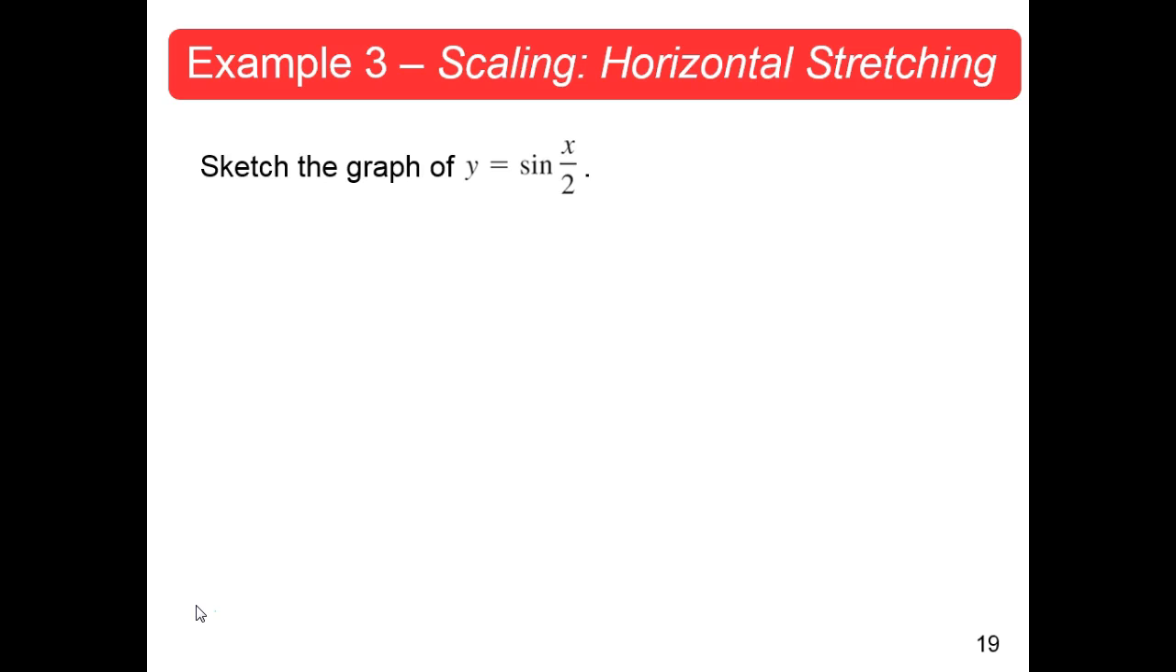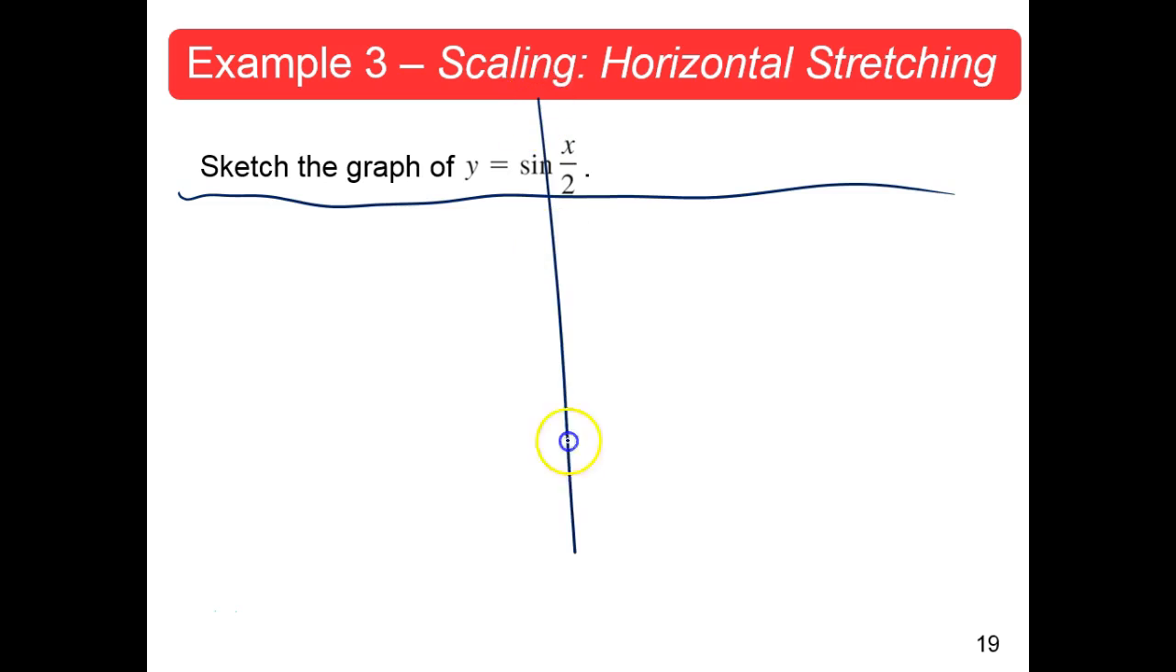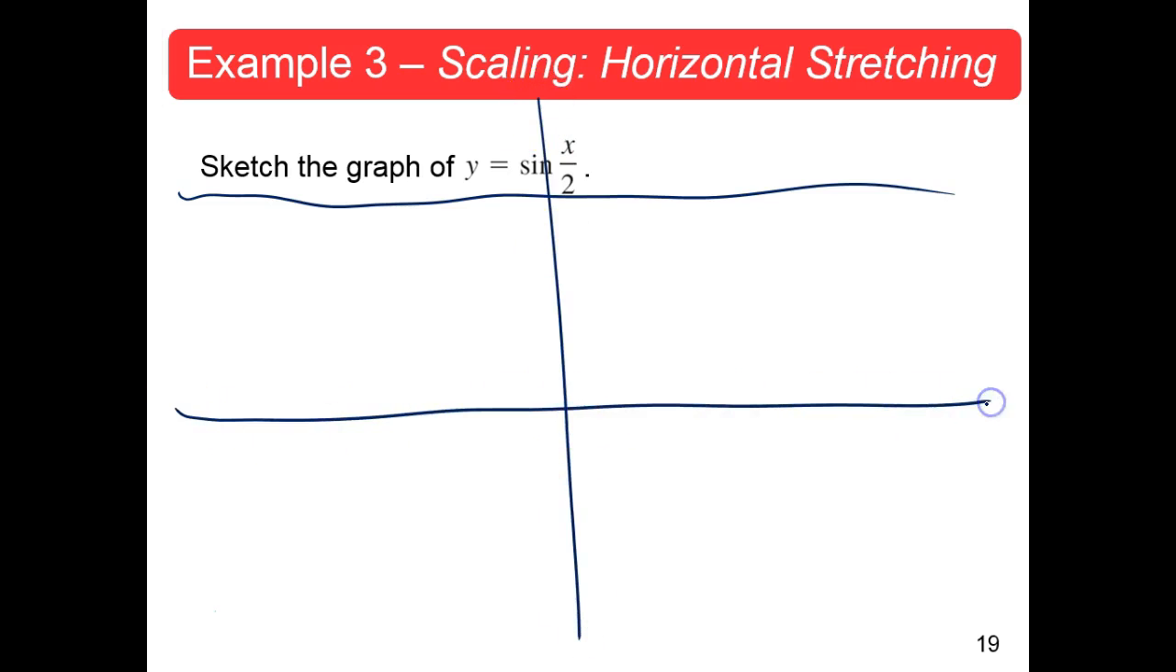Okay, so they skipped example 2, so let's do example 2, and then we'll come back and do example 3. On the same coordinate plane, sketch the graph of each function. For example 2, both of them are cosine functions.